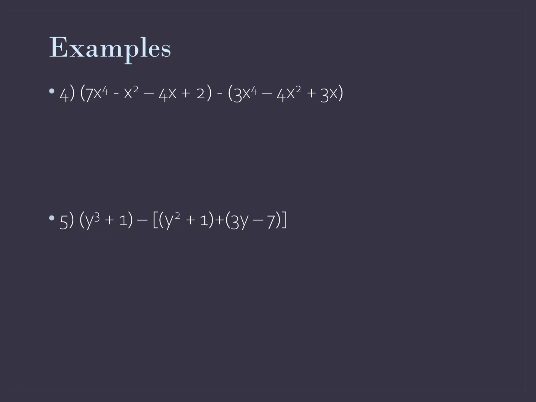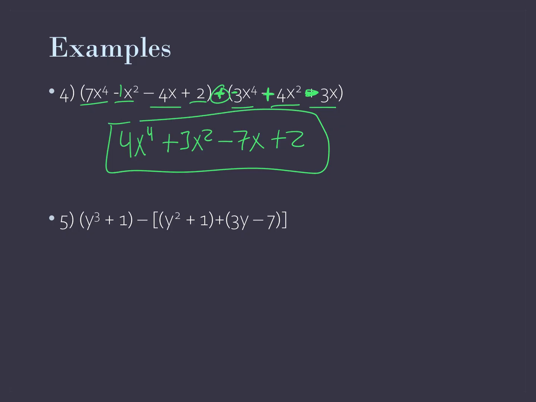More examples, right? This is another difference. I have a minus in front, so all I'm going to do is change that to a plus, and then change the sign of everything on the inside, combining like terms now, right? If I have 7x to the fourth minus 3x to the fourth, that's going to get me a 4x to the fourth. I have a minus x squared plus a 4x squared, that's a minus 1x squared, so that's going to get me 3x squared. I have a minus 4x minus 3x now, it's going to get me a negative 7x. And then I have a plus 2 by itself. And then that's your final answer.